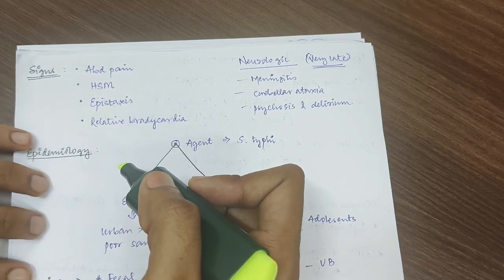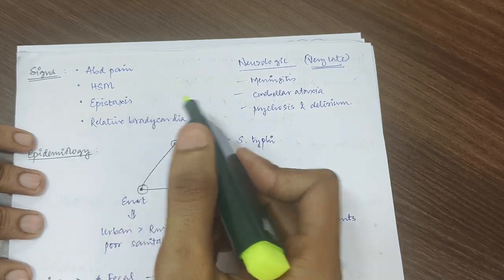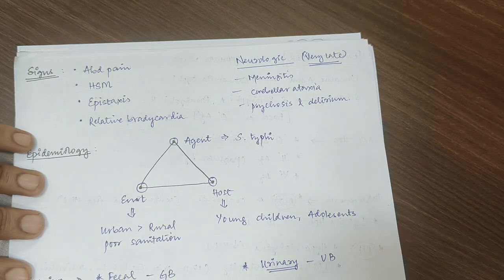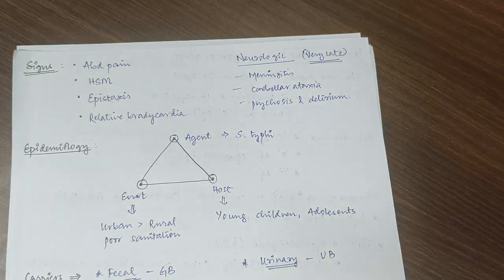Then coming to the neurological features, which are very late: meningitis, cerebral ataxia, psychosis and delirium. Those are rarely seen. It's better if you don't mention them. If you are able to mention, you can mention them as late clinical features.